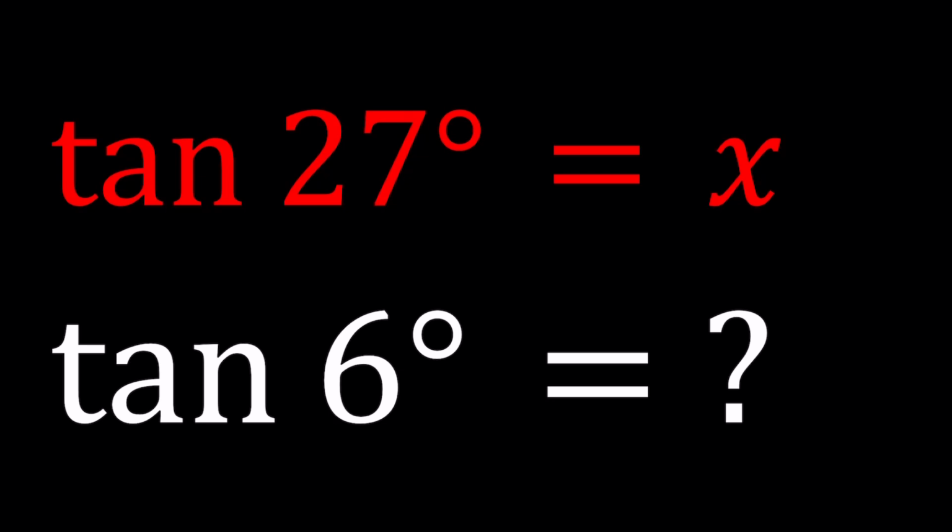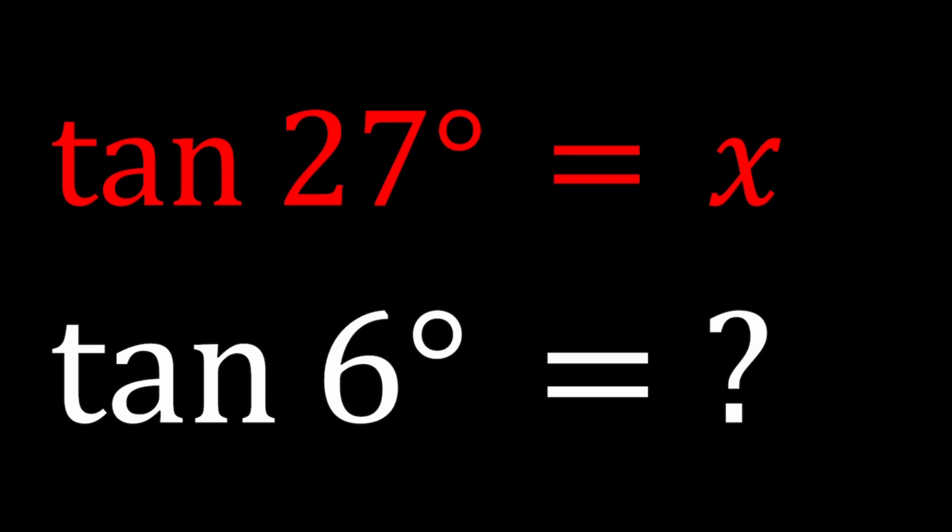I'm not going to be writing the degree symbols all the time because I find it annoying and hopefully it's understood. But just letting you know, even though I don't write it, it's always in degrees. So how do we solve these kinds of equations? We start with the given and then we try to build our way to the other angle.